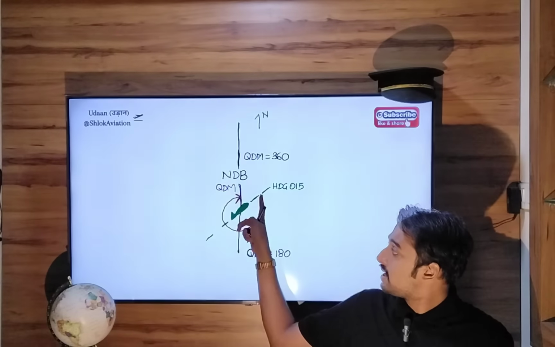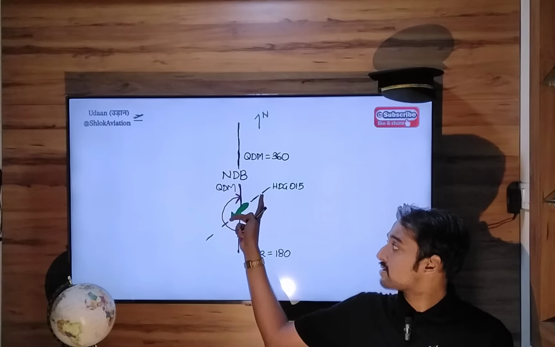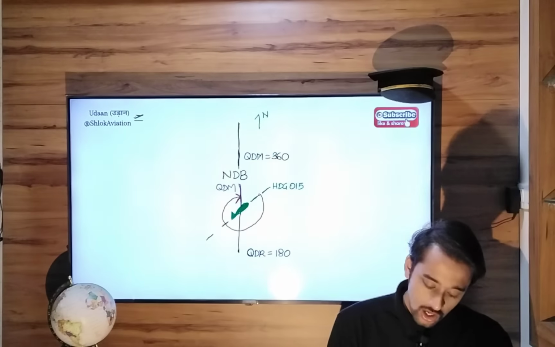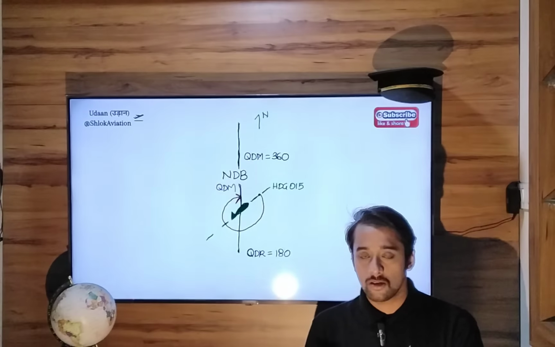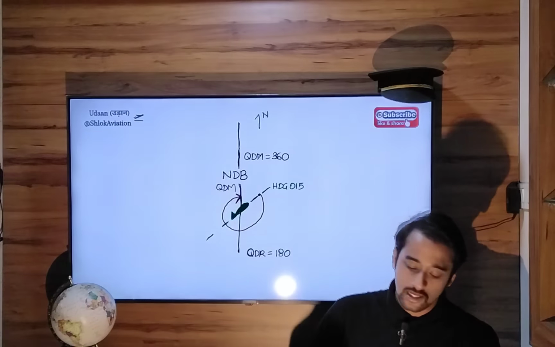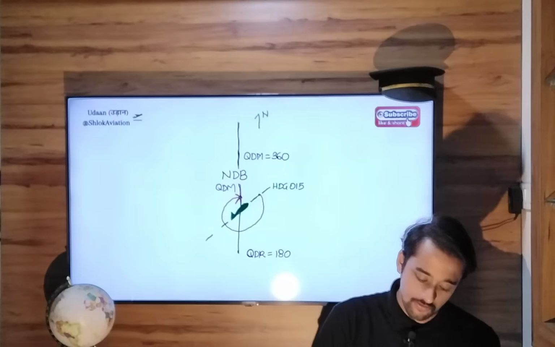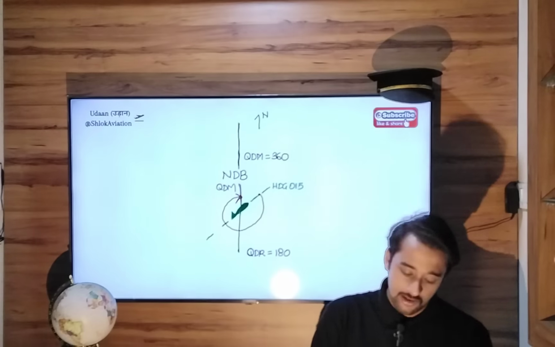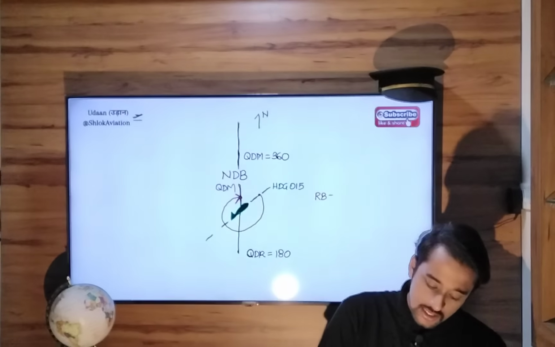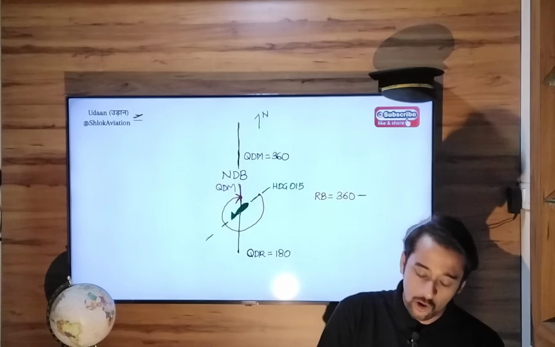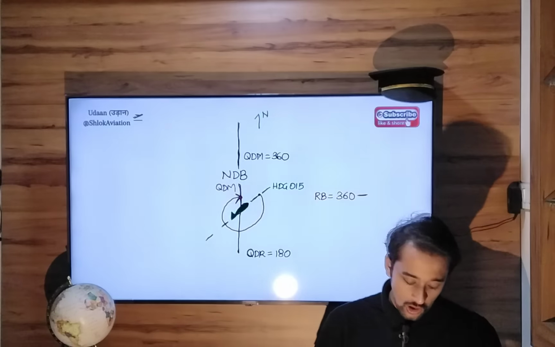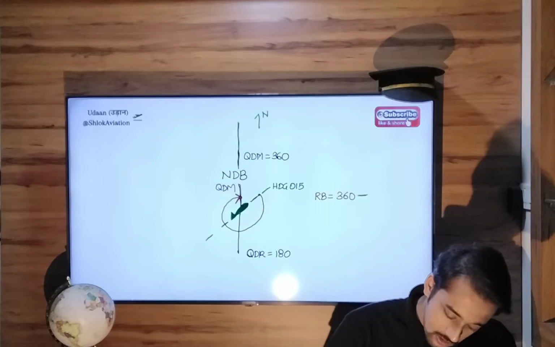Now this entire full circle up to this point, the red dot, would have been 360. But we have not made a full 360-degree rotation. We have stopped at this point where our QDM is. So our relative bearing will be less than 360 by what value? By this small value.